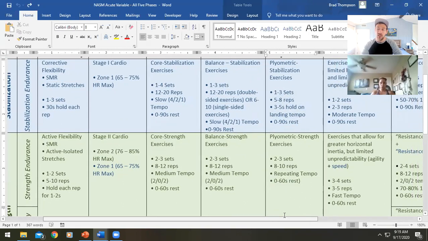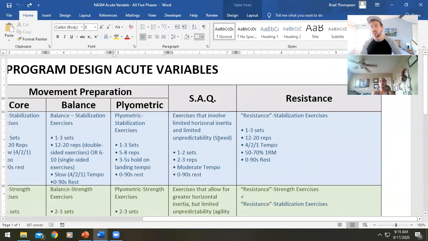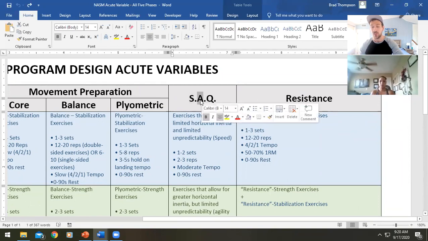Then we're going to move our client into some SAQ training, which is generally optional, but a lot of times we'll end up doing it with our youths. And so these are exercises that involve limited horizontal inertia and limited unpredictability, which is a big fancy way of saying out of the S, the A, and the Q, we're doing the S. We're mostly focusing on speed. We don't have a lot of horizontal inertia. We don't have a lot of unpredictability.